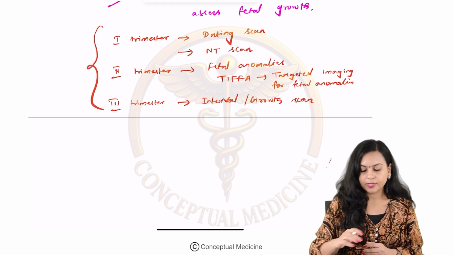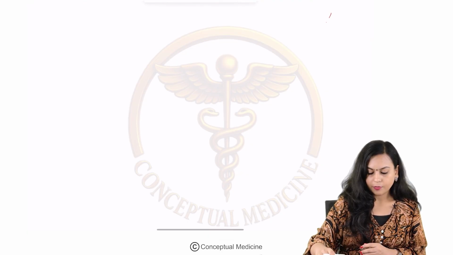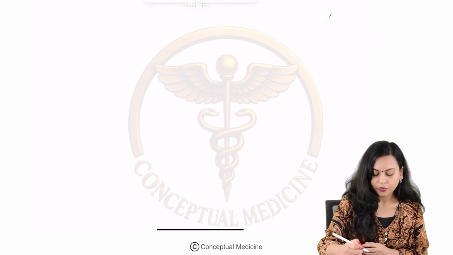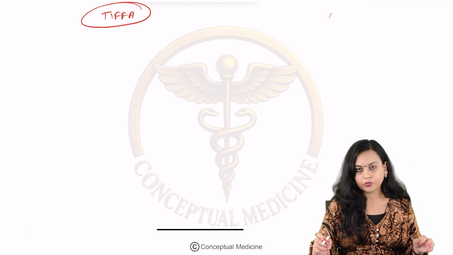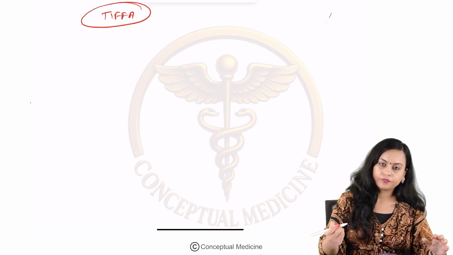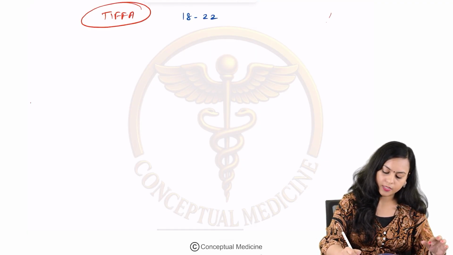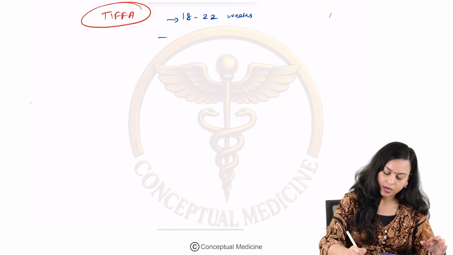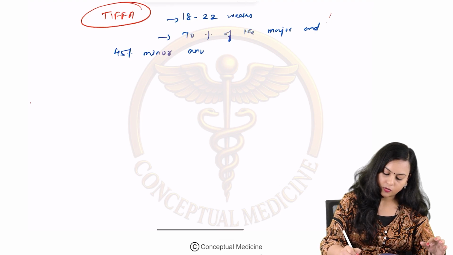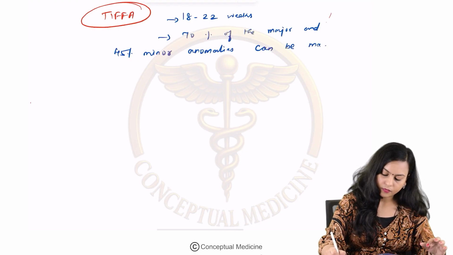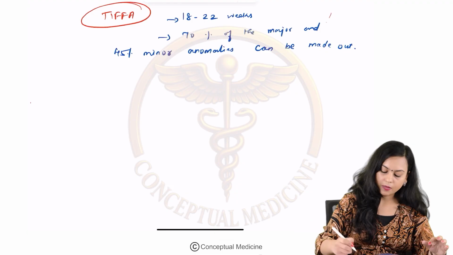Am I clear? Yes. Now, we will see some of the findings that you have to look for in your TIFA scan. Okay. So, targeted imaging for fetal anomalies. It is usually done between 18 to 22 weeks. And 70% of the major and 45% of the minor anomalies can be made out.